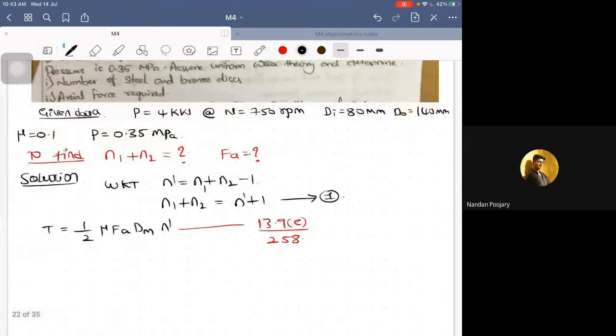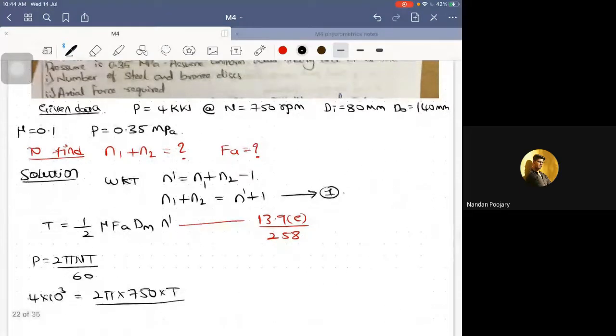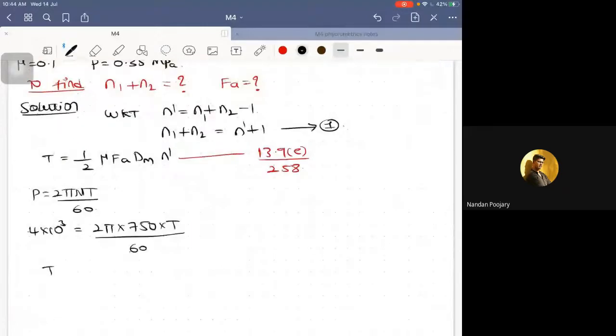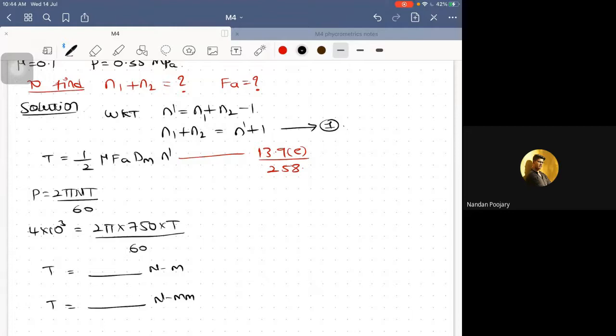So from this, let's calculate one by one. We know that power is equal to 2 pi nT by 60. Power is given as 4 into 10 to the power of 3 kilowatts, that is 2 pi into n, which is 750 rpm, into torque divided by 60. From this, I'll get the value of torque in Newton meters, which I have to convert into Newton mm for my substitution. What is the value of torque?